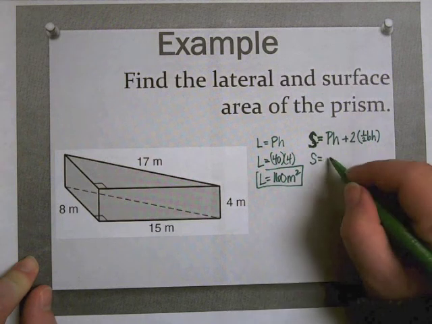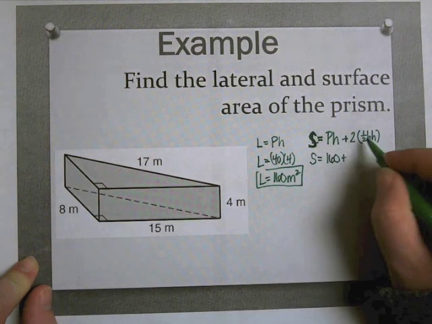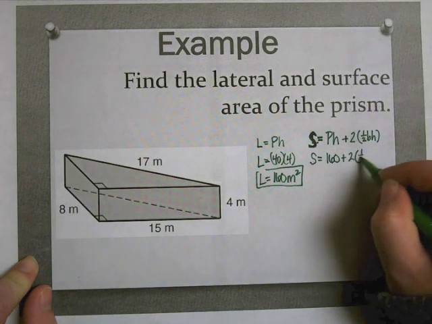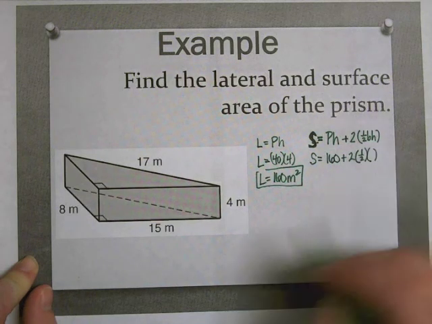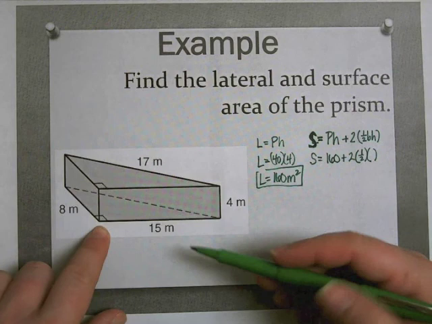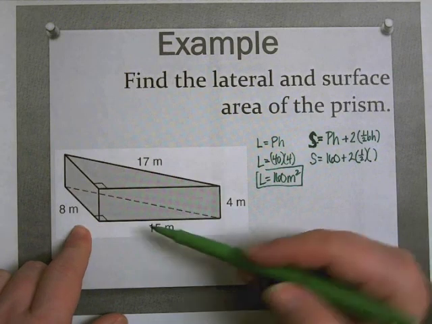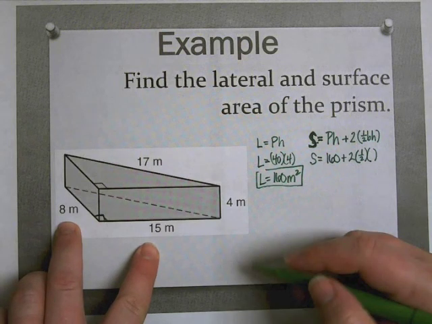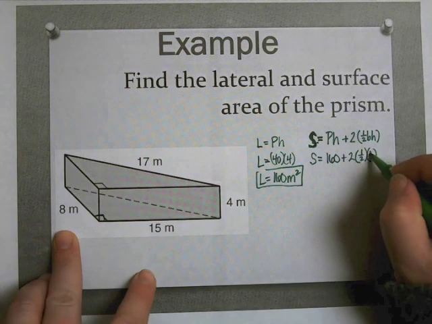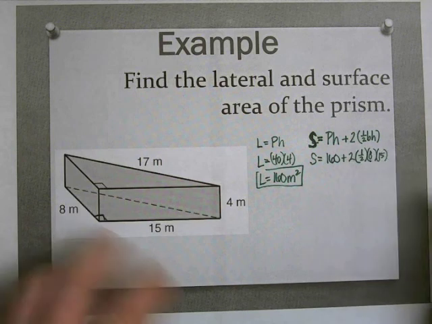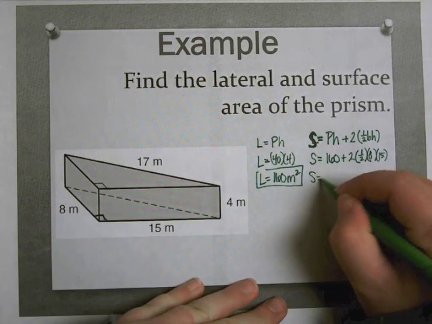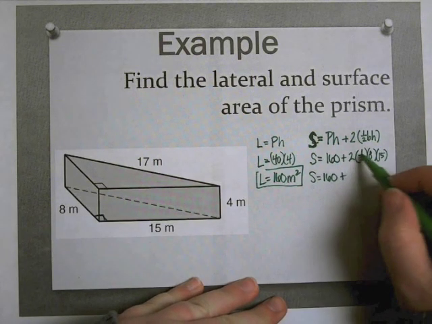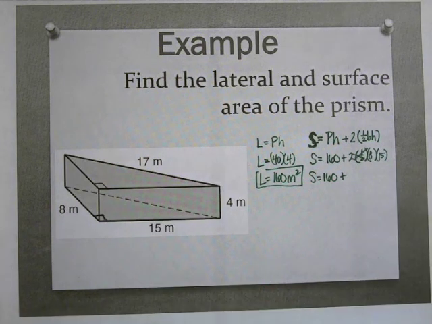We already found out what ph is, and that's 160, plus 2 times 1/2 times the base times the height. Notice it's a right triangle, so it's going to be easy to find which one's our base and our height. It's where they connect to make the 90-degree angle. So these two right here are our base and our height. So that'd be 8 times 15. So we have 160. 2 times a half would just cancel out. So really we have 8 times 15, which is 120.